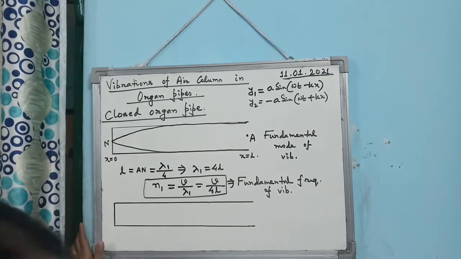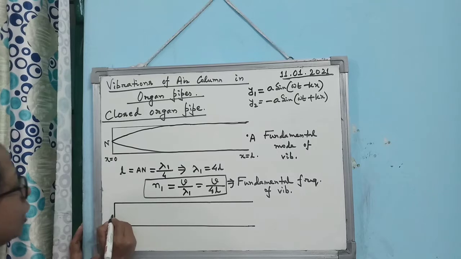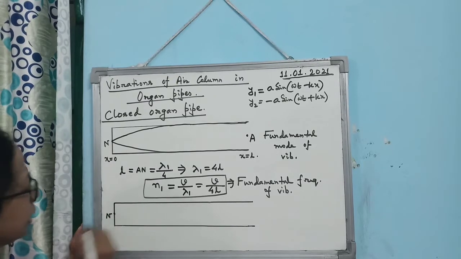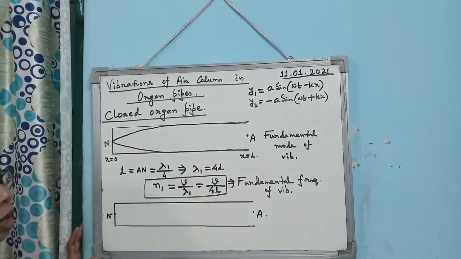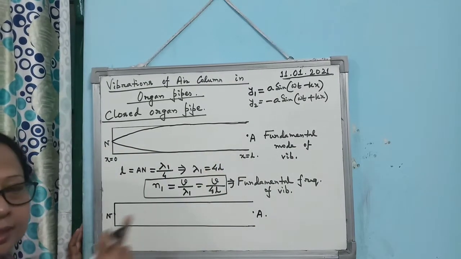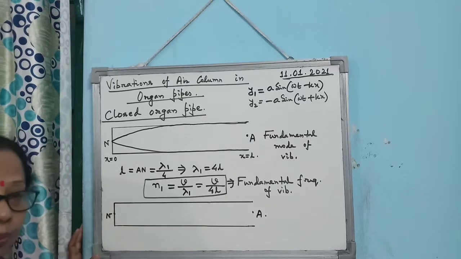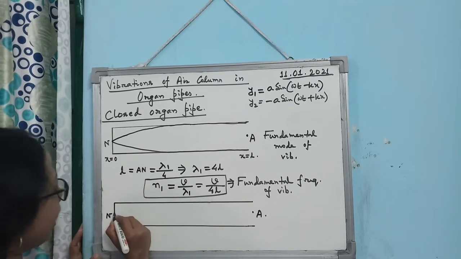So that you must follow strictly. As I said, at the closed end one node, at the open end one antinode will be produced. So how to get the next mode? I said, add one loop. Okay, so how can you add one loop?